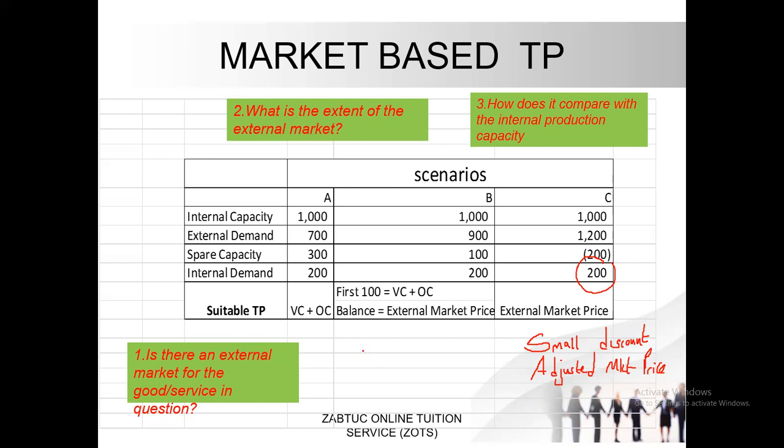So in your evaluation, if you ever find that there was a transfer price based on the external market, and there was no discount given, you must point out that this is something that didn't happen well here. We are supposed to give a small discount. Remember, your questions are evaluating. We need to evaluate. So when you're evaluating, you look at what the company has done and then check if there's anything in favor and against.